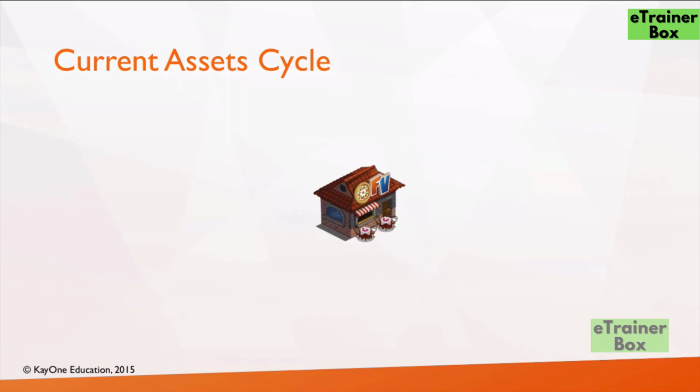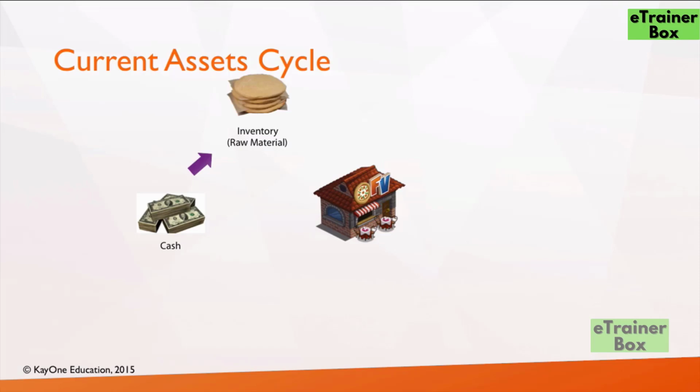The next concept is understanding the current asset cycle. We saw the four components of current assets. But now let us understand the current asset cycle using an example. So there is cash based on which raw materials are bought. In this example, I'm going to take our good old pizza shop. So the pizza shop has cash. It buys raw material, which is inventory.